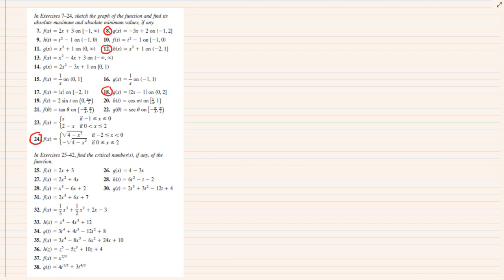Okay, so let's begin with exercise number 8. In exercise number 8, the question reads, sketch the graph of the function and find its absolute max and absolute minimum values, if any. Now these functions, by the way, are such that we should be able to graph them without the use of a graphing calculator. We really need to know how to graph these ourselves without using technology, because these are basic functions that we are familiar with. So let me begin with number 8.